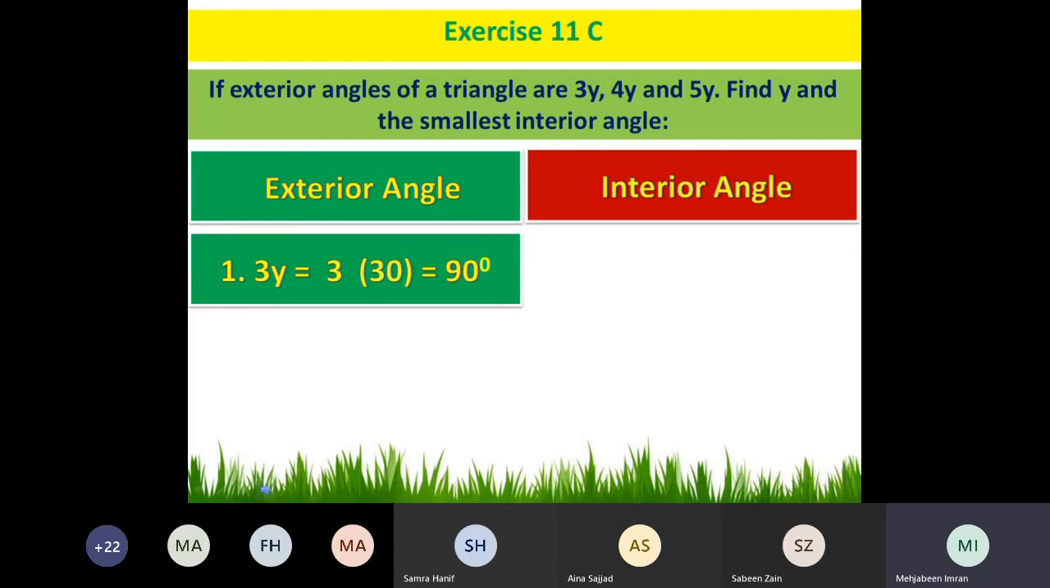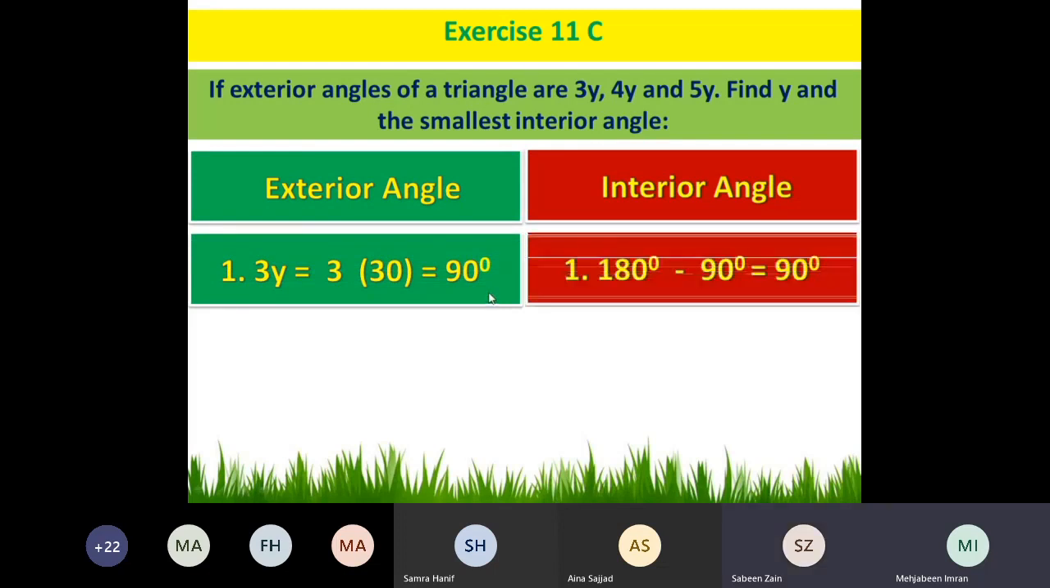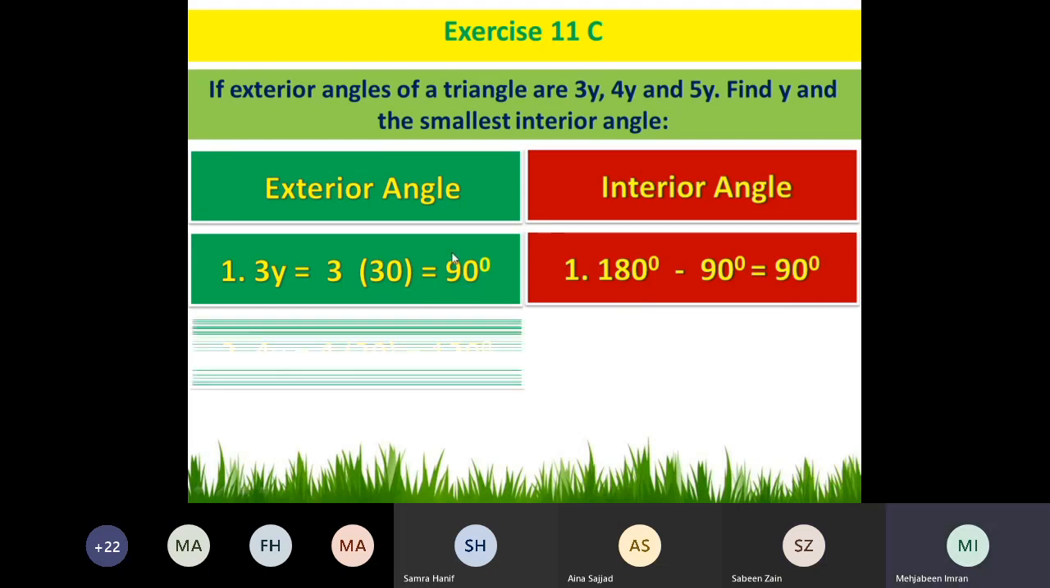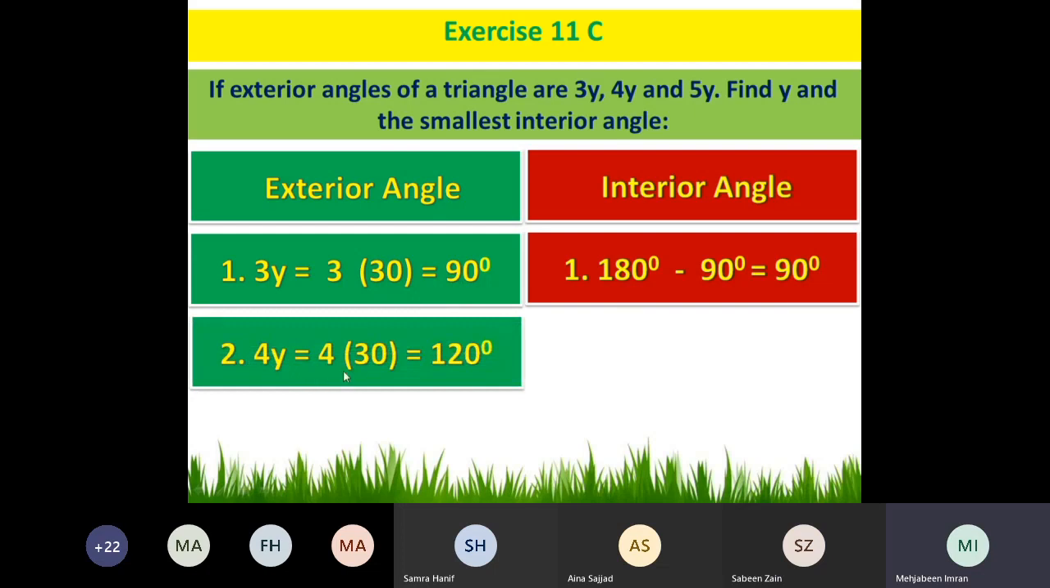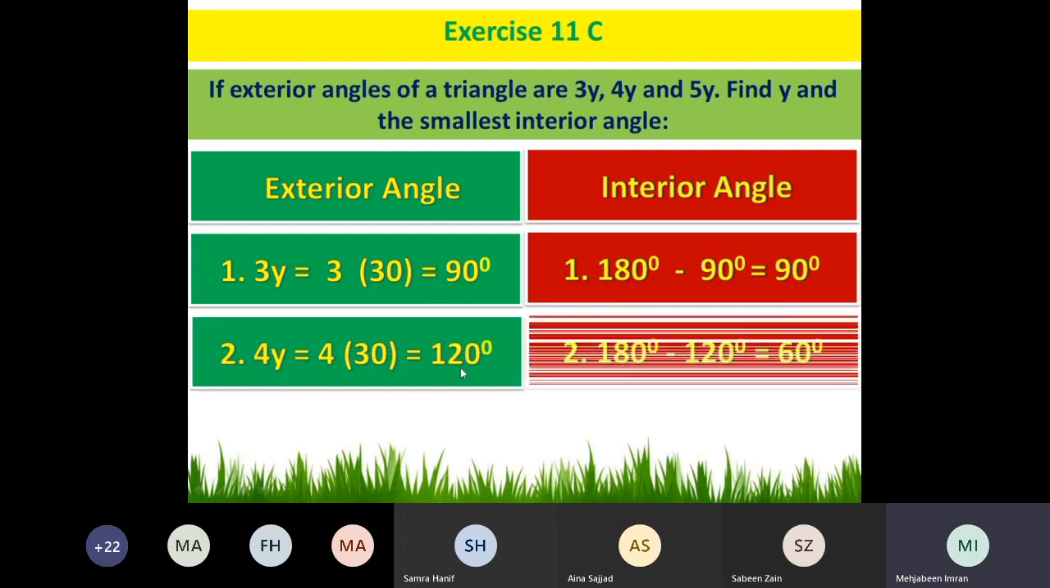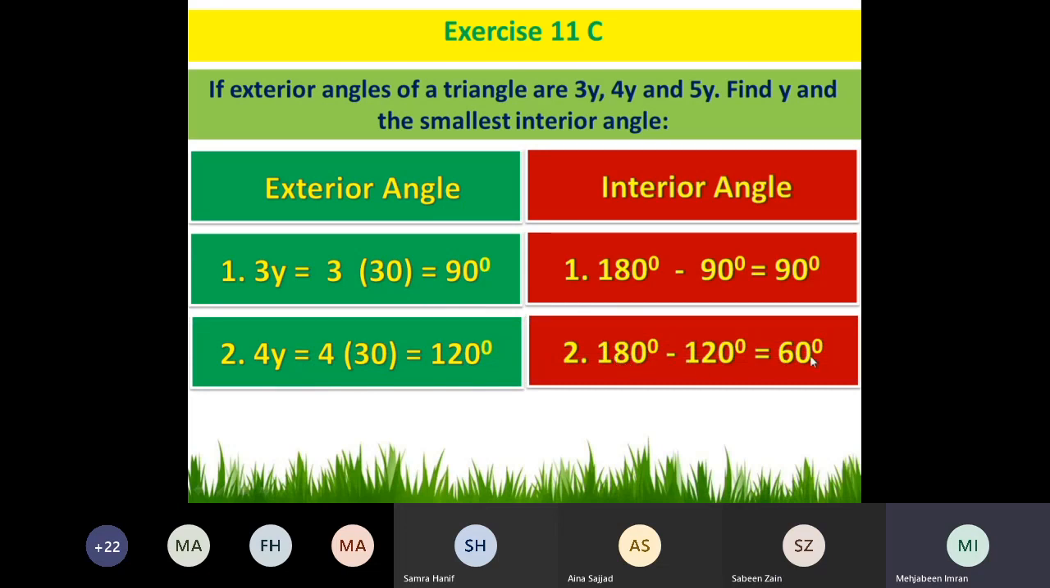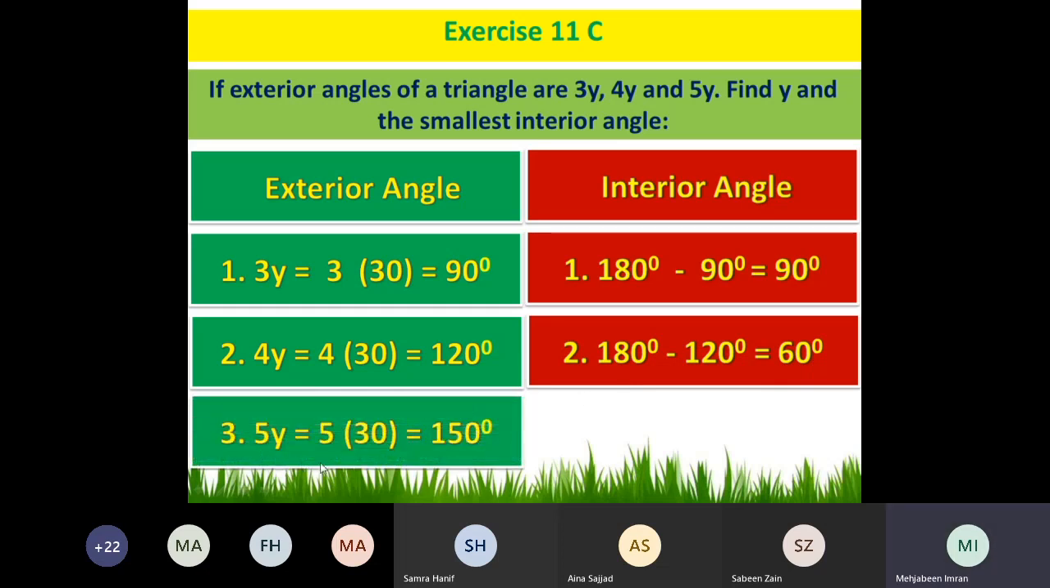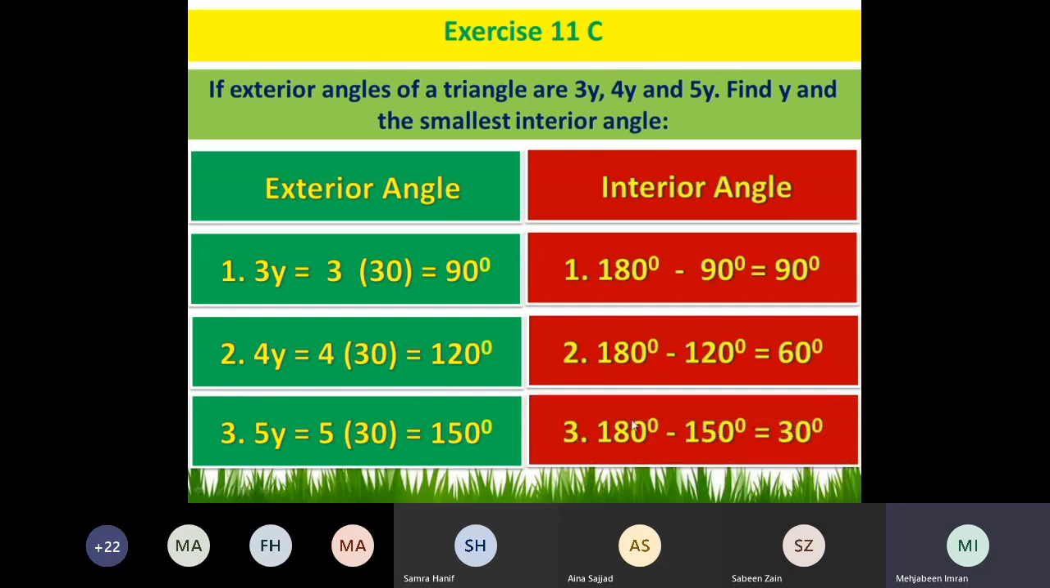My first exterior angle, 3y, was 90 degrees. So its interior angle, when we subtract it from 180, will be 90 degrees. The second exterior angle was 4y, which came to 120, and its corresponding interior angle will be 60 degrees when we subtract it from 180 degrees. And the third one, 5y, exterior angle is 150, so its corresponding interior angle will be 30 degrees. You have done this.